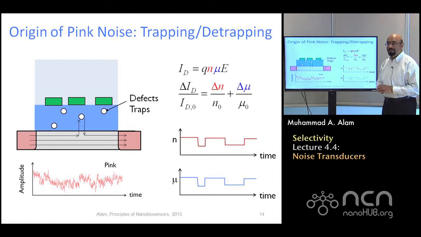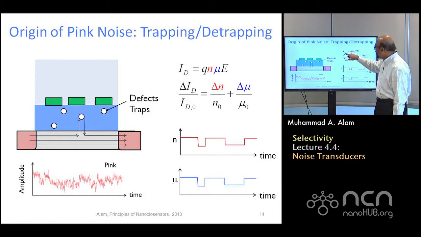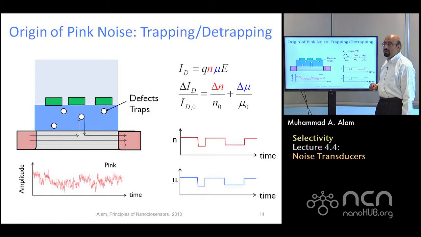Now, what about the pink noise? Well, the pink noise is a little bit more complicated, but it's not too complicated. You see, the drain current is proportional to the number of electrons you have and the mobility of the electron multiplied by the electric field. So change in the drain current is, if you take a log on both sides and take a differential, it's proportional to the change in the number of electrons and change in the mobility.